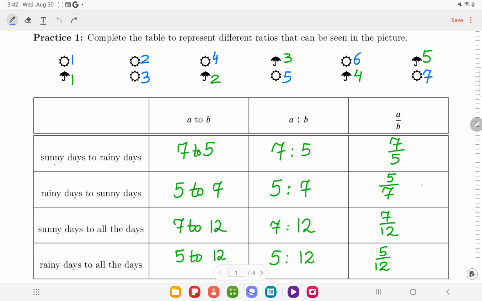Here we have the ratios of rainy days to sunny days, to all days. In total we have 12 days, and rainy days to all days.